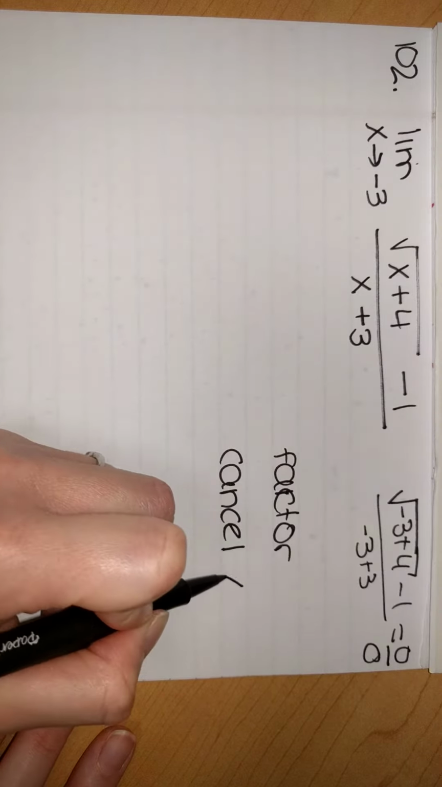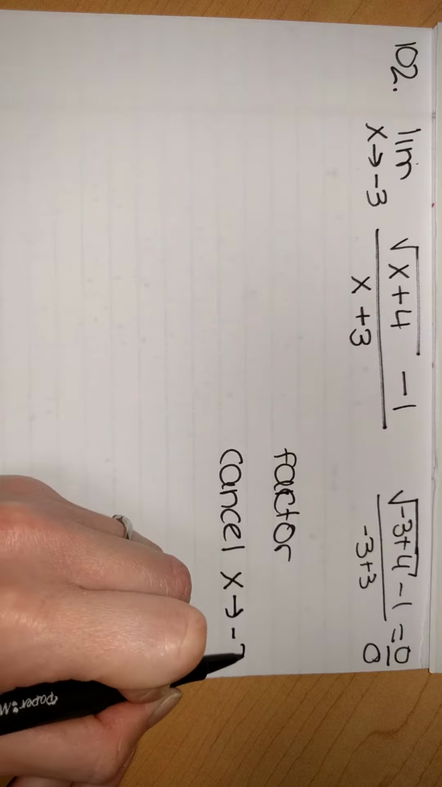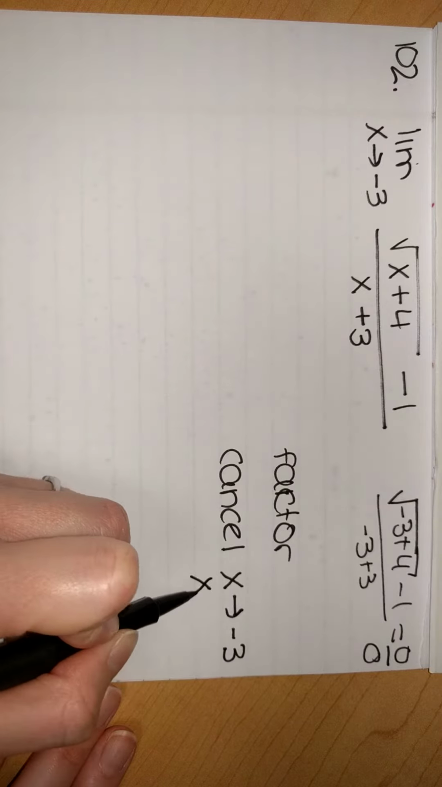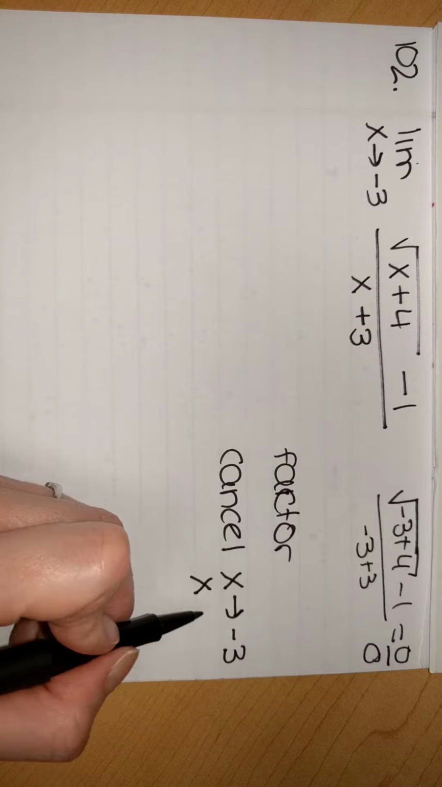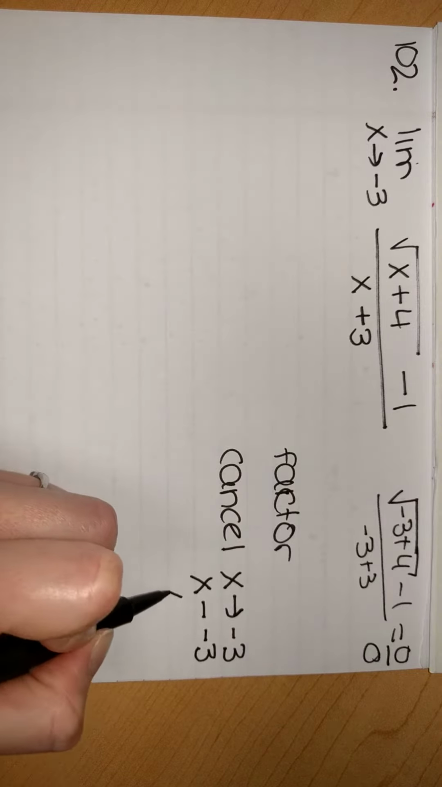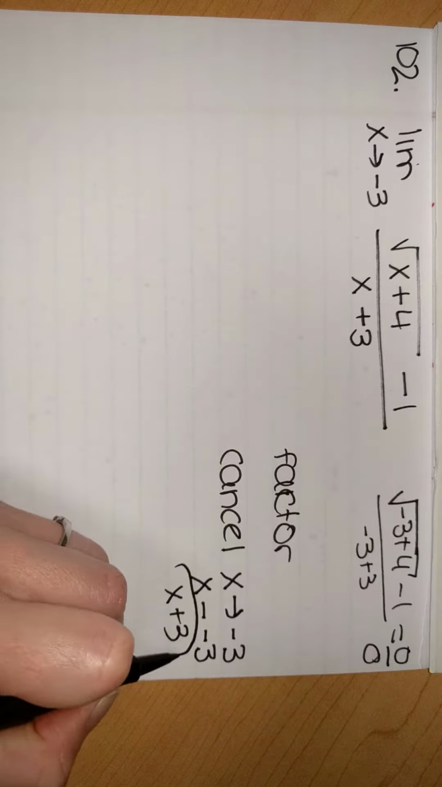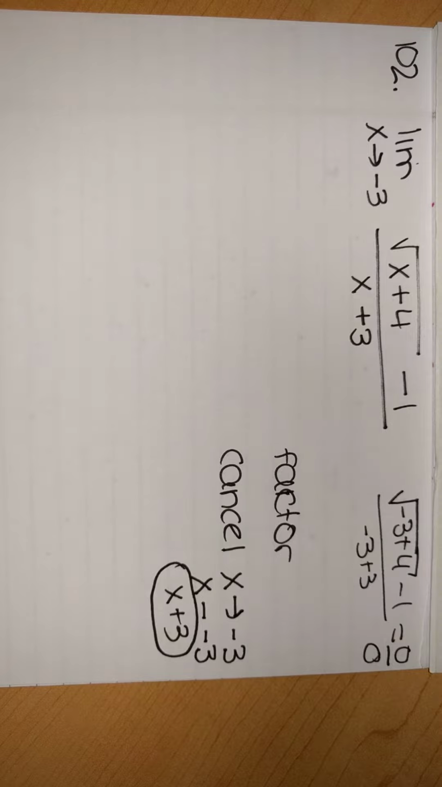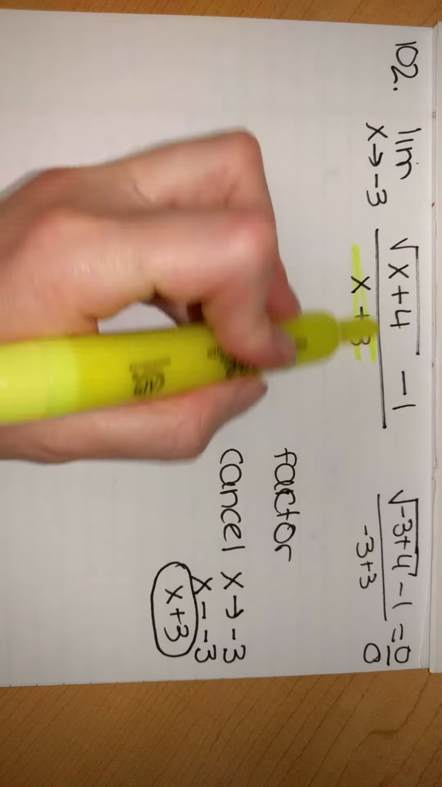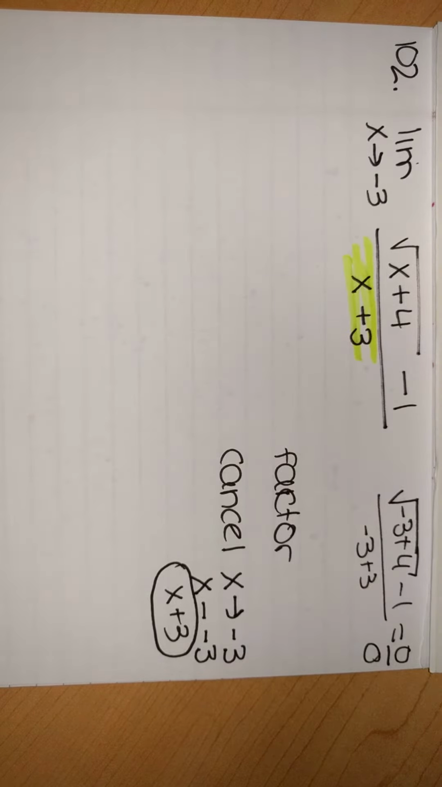And the cancel step is going to be x going to negative 3. So that means we want to try to cancel out x plus 3, the arrow becomes minus sign, negative 3. All right, so we want to cancel out x plus 3. So we have the x plus 3 in the denominator. We don't have the x plus 3 in the numerator.